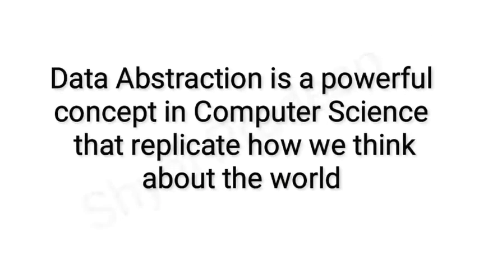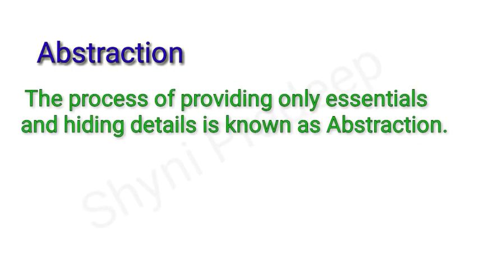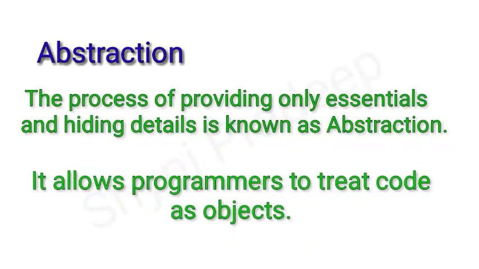Data abstraction is a powerful concept in computer science that replicates how we think about the world. Before entering data abstraction, first let us see what abstraction is. The process of providing only essentials and hiding the details is known as abstraction. I will repeat: the process of providing only essentials and hiding the details is known as abstraction. It allows programmers to treat code as objects.